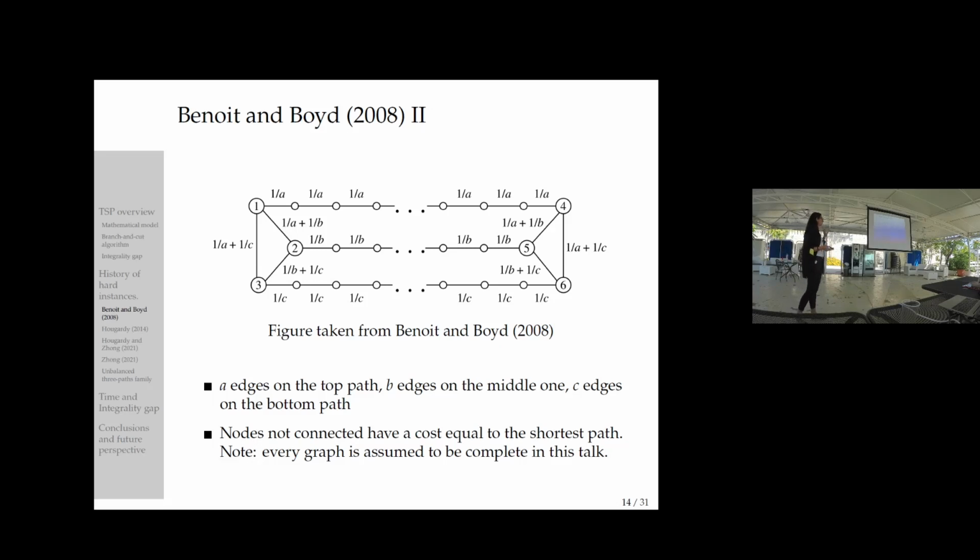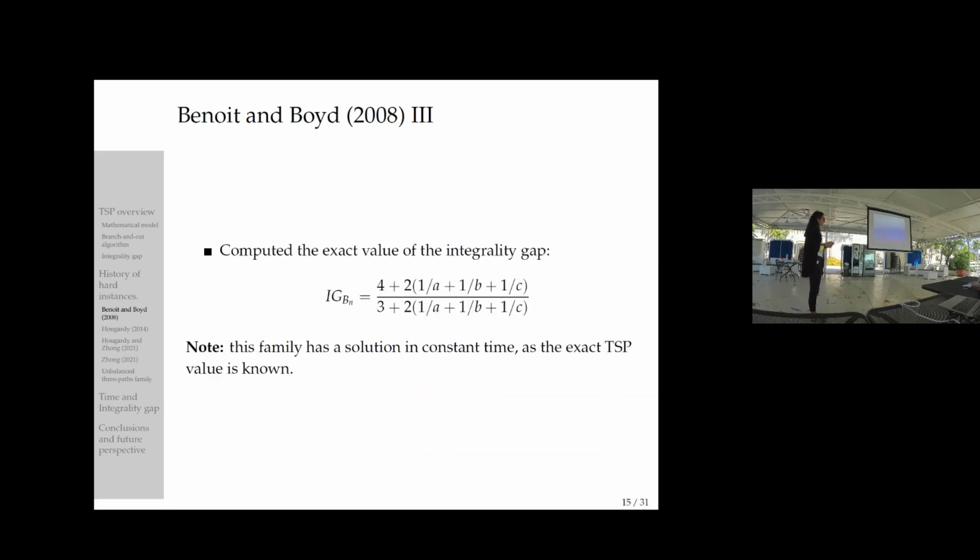So keep in mind this figure. For these instances, which are parametric, have three parameters, and depend on n, you are able to compute the exact integrality gap, and the integrality gap tends to 4/3. So we have a family that asymptotically tends to 4/3. Okay, I leave this family here, I will introduce the other family, and then I will say something about the computational time just at the end. So this first family actually has a solution in constant time because the exact TSP value is known.